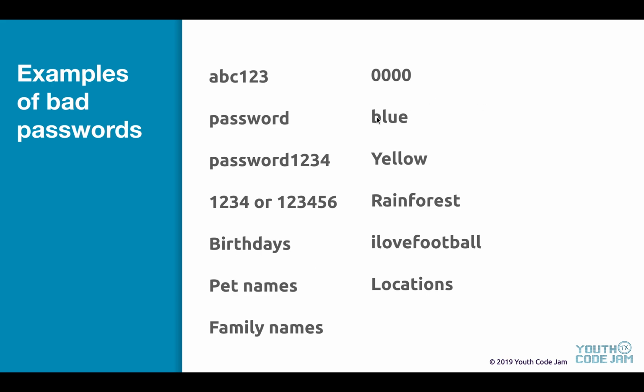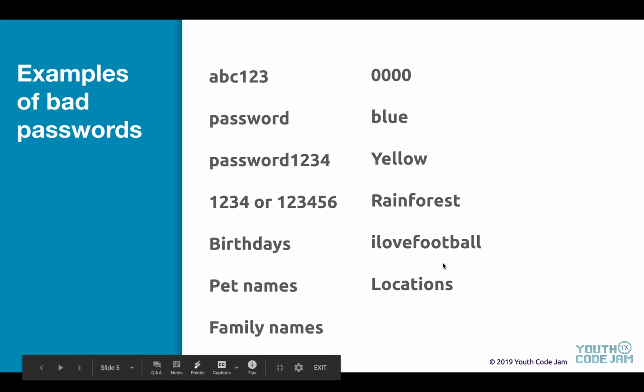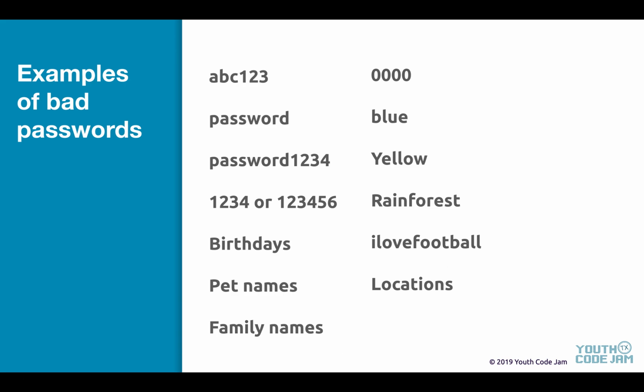And like we talked about earlier, the simpler the word, even though this is a longer word, rainforest, that's going to be really easy. I love football, so you shouldn't do something of hobbies. So if you like Harry Potter, your password should not be Harry Potter. That's going to be something someone could guess about you. It shouldn't be locations, like where you're born or where you go to school or where you live. It shouldn't be stuff that's easily found out about you, because then that's going to make it easier to hack your accounts.